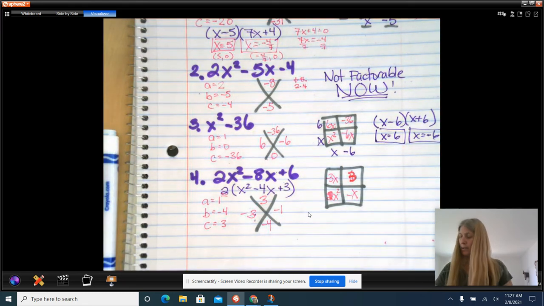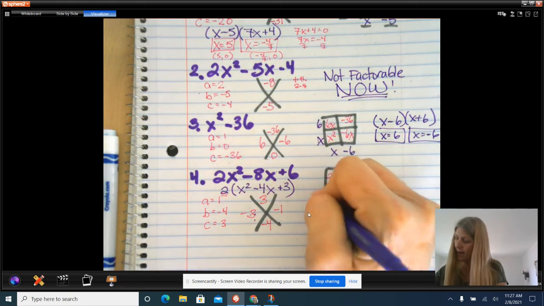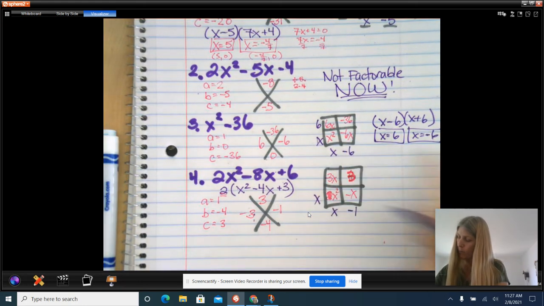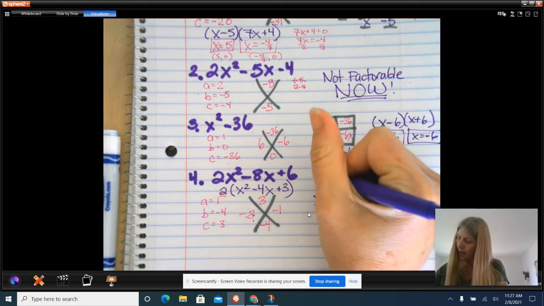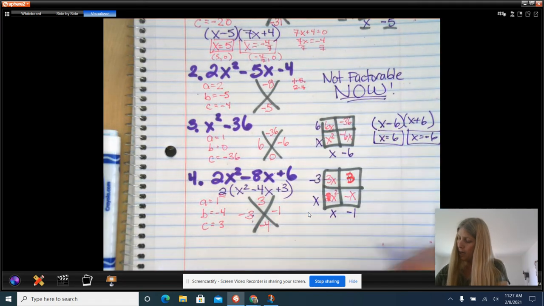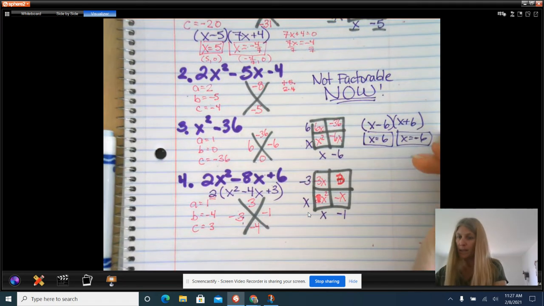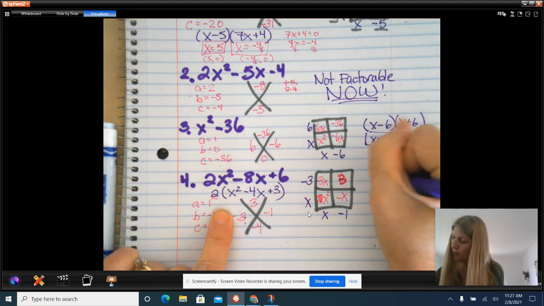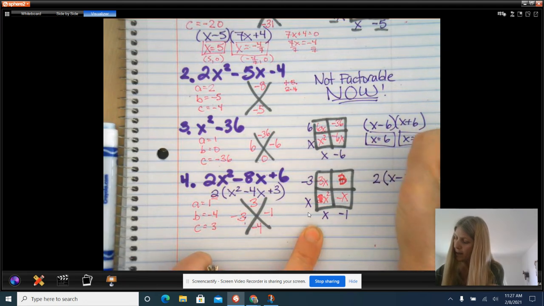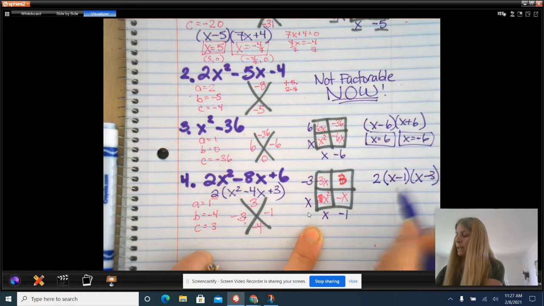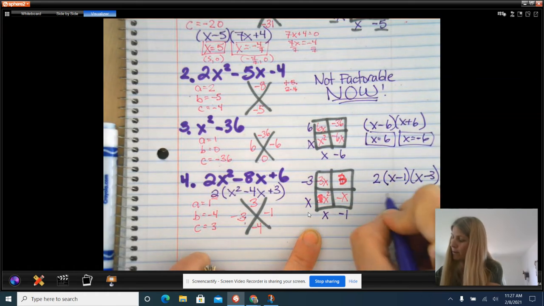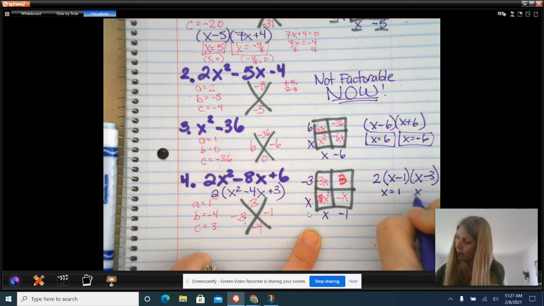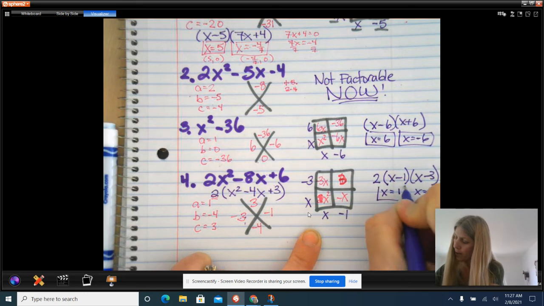And then we're going to find the outsides. We have an x and an x. That makes this a negative 1, and it makes this one a negative 3. So in our product form, and this is where we said to be careful, we want to make sure that 2 is on the outside, and then x minus 1 times x minus 3. We're going to set each of those equal to 0, and we're going to have one root at 1 and the other root at positive 3.